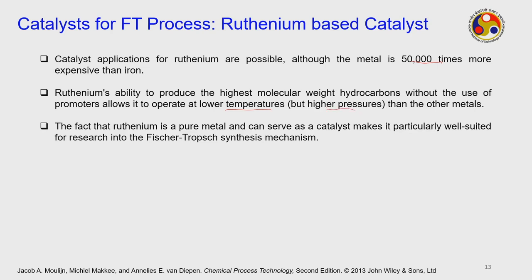The fact that ruthenium is a pure metal and can serve as a catalyst makes it particularly well suited for research into the Fischer-Tropsch synthesis mechanism. So, in many of these research institutes, much of the work is going on ruthenium because ruthenium can be used simply as a pure metal. It need not be coated on top of some support, it can be used as a pure metal.